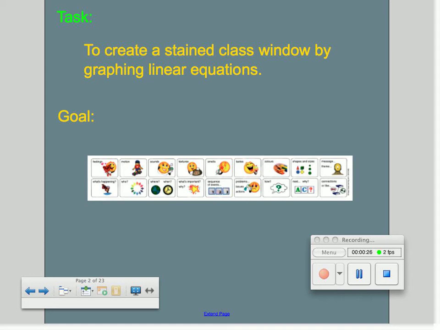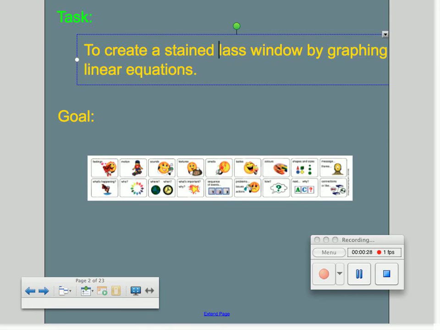So we're not creating a stained class. We are creating a stained glass window. Wow.